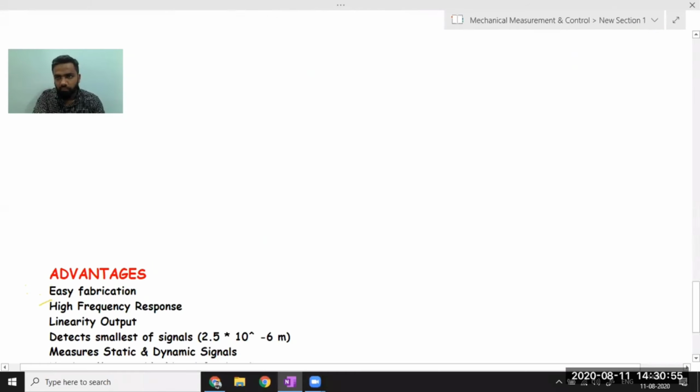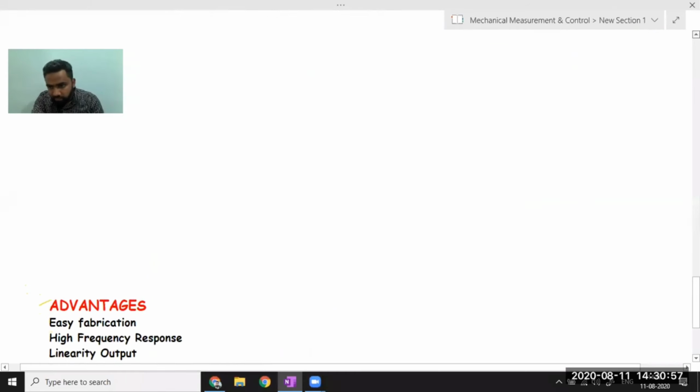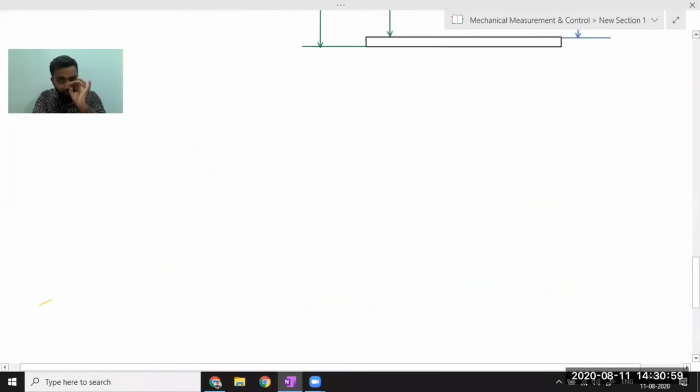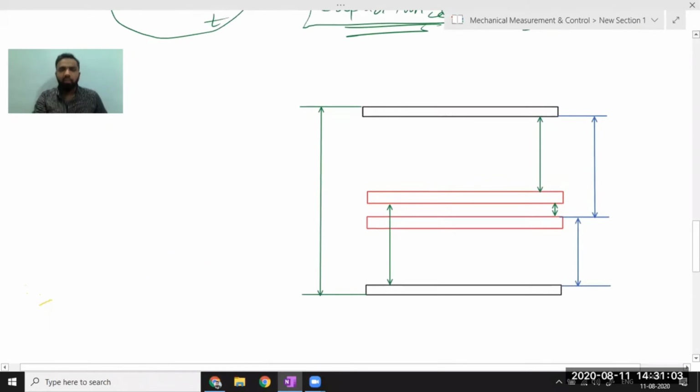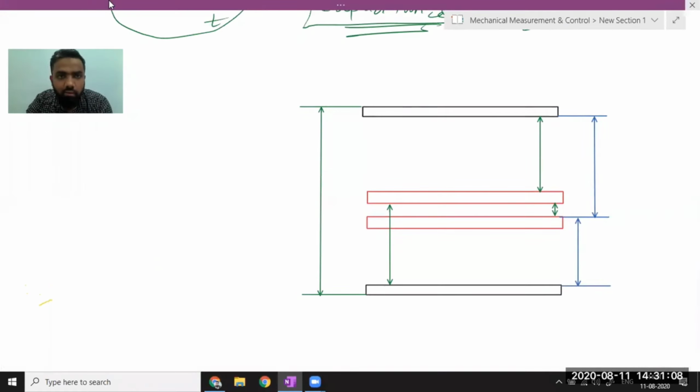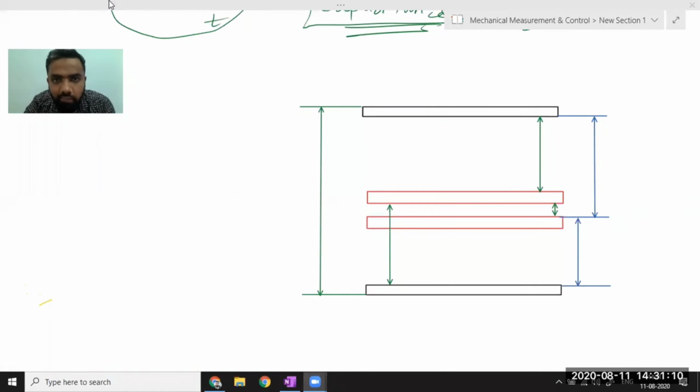Now since I've explained this, I'll get to the main part where I'll explain how a capacitor functions. I've explained two ways. What are the two ways? Can anyone let me know? You can even let me know in the chat. What are the two ways?